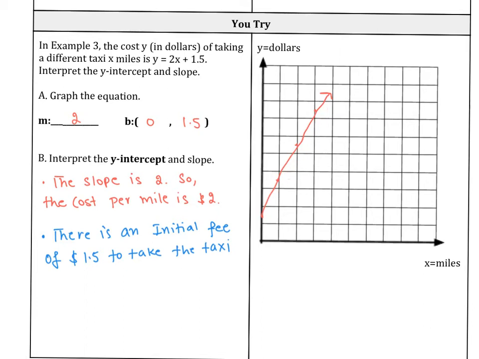Now to interpret the y-intercept and slope. The slope is 2, so the cost per mile is $2. There is an initial cost of $1.5 to take the taxi because the y-intercept is 1.5.